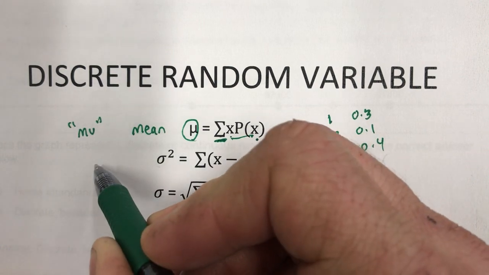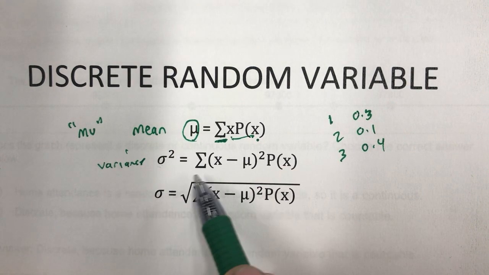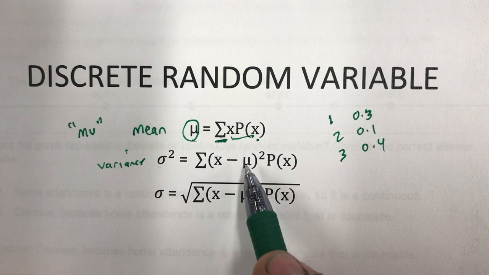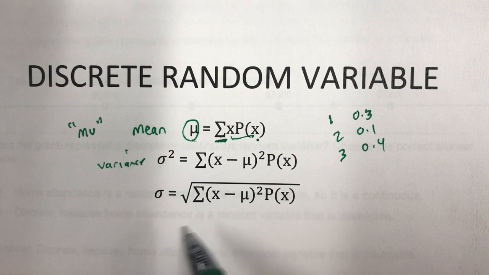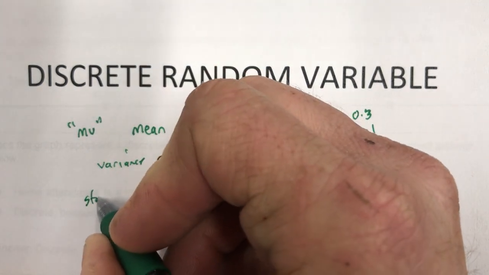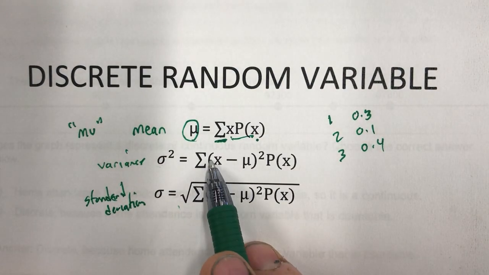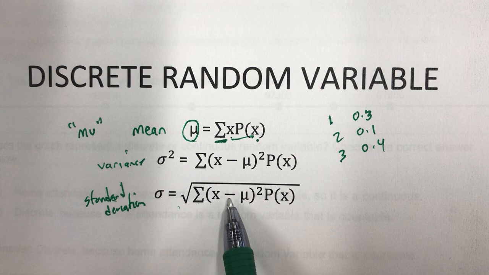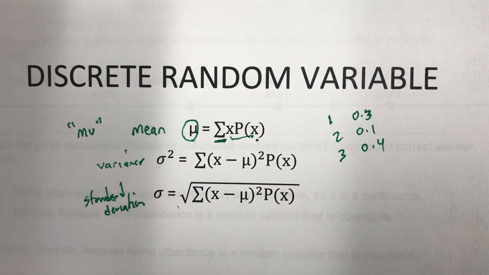Now this right here is my variance, sigma squared. This is the variance, which means I add up, this is the sum symbol again, all the different x's minus the mu's squared times the probability of each one. And then here's standard deviation. Standard deviation is the square root of the variance. And again, this is the summation of each x minus the mu, or minus the mean, squared, times the probability of that x. Okay, and we'll get into those in just a minute.